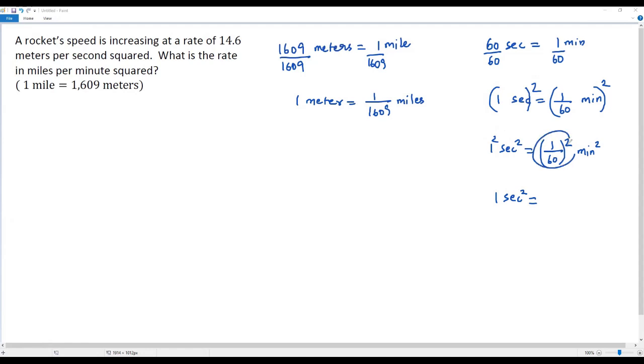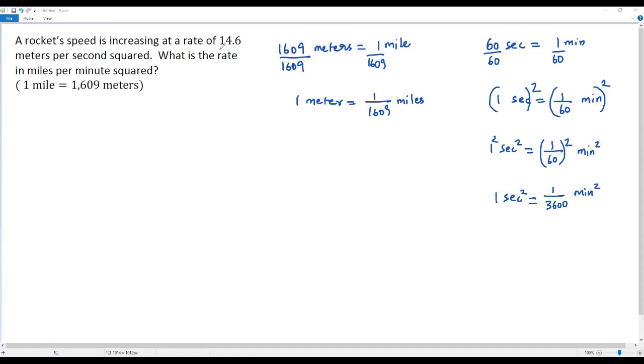Now let's consider this one. We can take this exponent 2 separately for the numerator and denominator. When I take it for the numerator, I'm getting 1 squared. The value of 1 squared is 1. When I take this exponent 2 for the denominator 60, it will be 60 squared. The value of 60 squared is 3600 minutes squared.